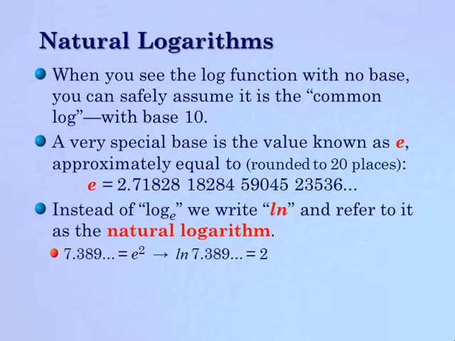So instead of log base e, we write ln, and it's referred to as the natural logarithm. So if e squared is equal to 7.389, we take the natural log of 7.389 and we get 2. It's the exponent on e. It's just like the log base e. Here's another example. 1,000 is equal to e to the 6.90776 and some more numbers, and we know that because the natural log of 1,000 is equal to 6.90776 with a bunch of other numbers.